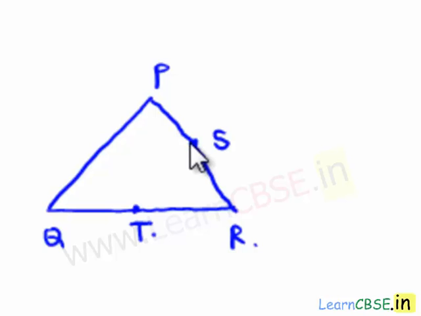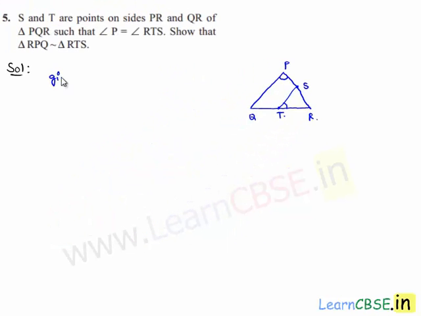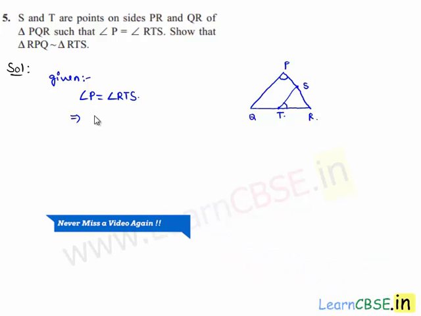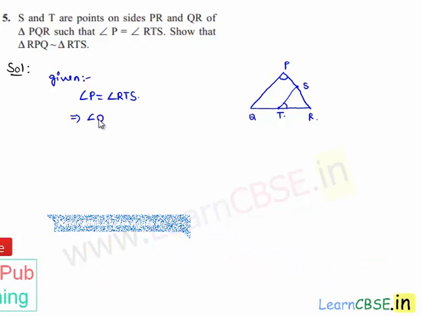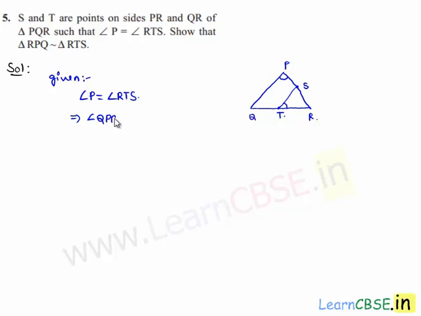Now he says that angle P, which is nothing but angle QPR, is equal to angle RTS. So he has given that angle P is equal to angle RTS. Here angle P is nothing but angle QPR is equal to angle RTS. Now he asked us to prove the similarity between triangle RPQ and triangle RTS. So let us consider them.